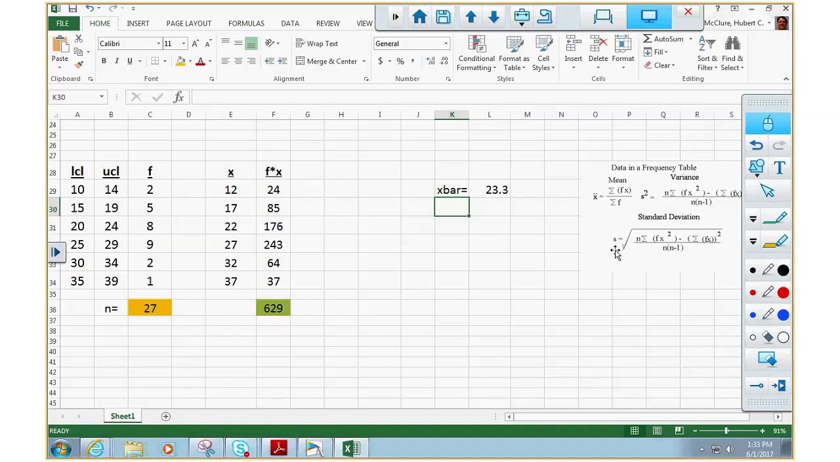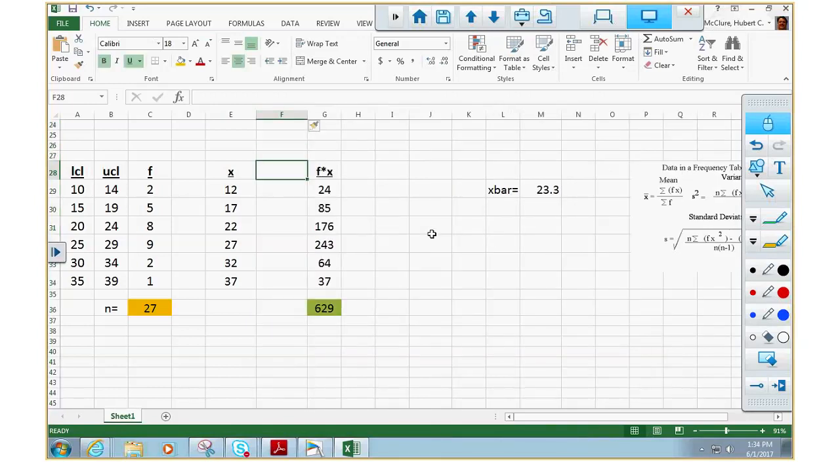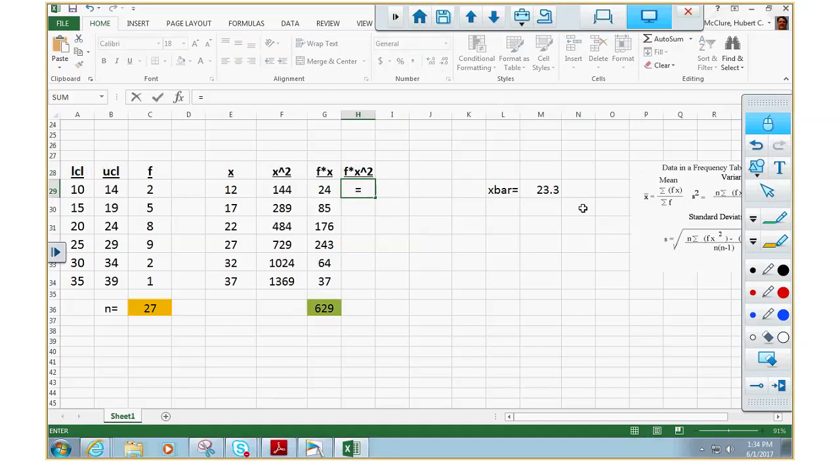All right, now I want you to find the mean and the standard deviation. So let's look at f times x squared. We're going to need x squared, so I'm going to insert a column here and call this one x squared. And then over here, I'm going to put f times x squared.